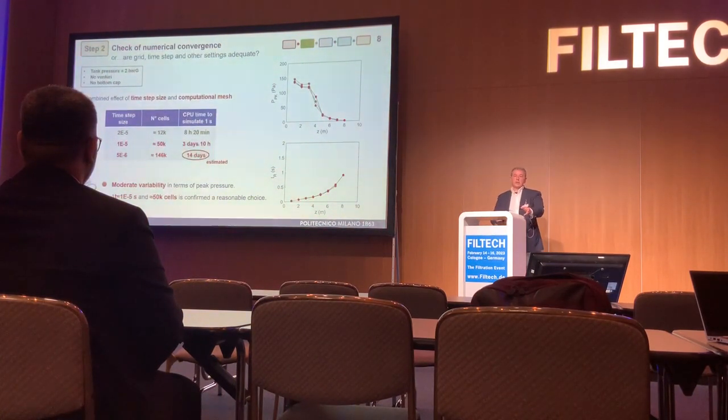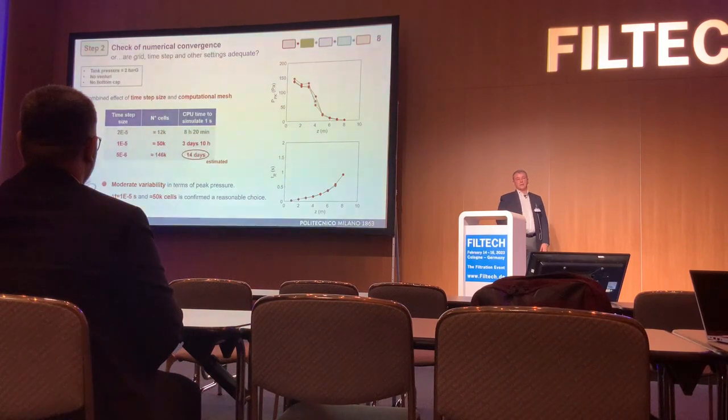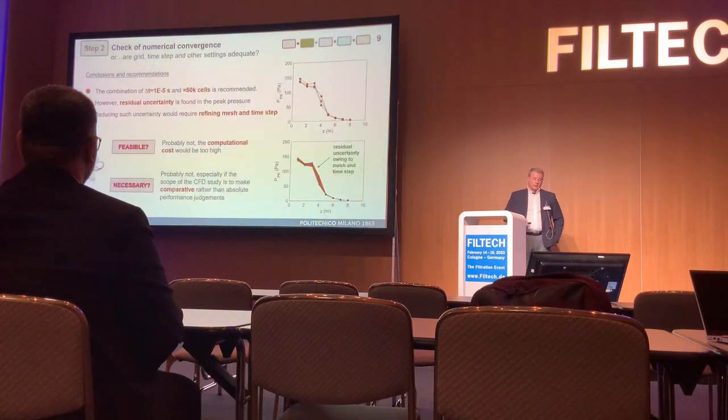This has been done both for time and mesh. This is represented on the right: the variation of the results in peak pressure and arrival time. Then we also chose 50K cells. So the combination that we finally chose for the computational fluid dynamics representation of this model was based on a delta T of 1E-5 and 50K cells.